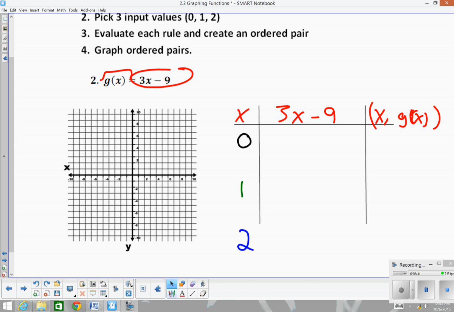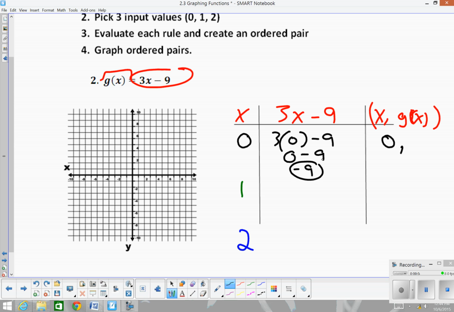Alright, good. So now, let's start with my 0. So all I'm going to do is plug that 0 in, so it's going to be 3 times 0 minus 9. I go ahead and evaluate. 3 times 0 is 0. Minus 9. 0 minus 9 is just negative 9. So my input is 0. My output is negative 9.